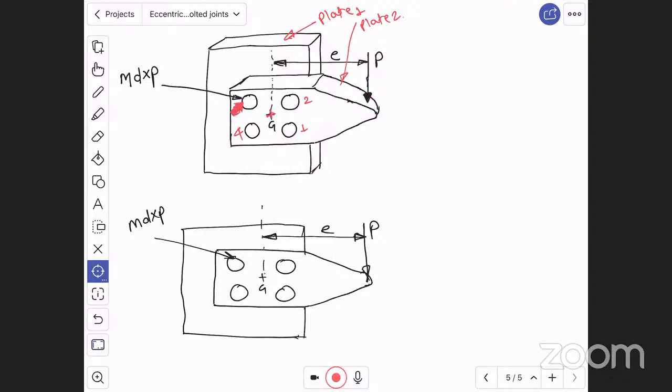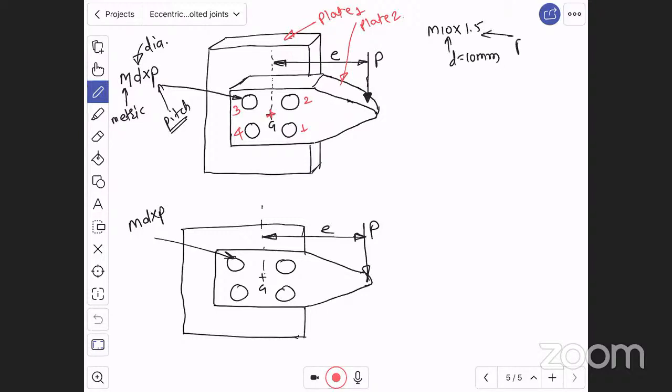Now, the bolts are represented as M D into P. M means metric thread, D means diameter of bolt, and P is the pitch of bolt. These terms we have explained in theory lectures, right? Generally this is how a bolt is represented. Let us say M 10 by 1.5 means the diameter of the bolt is 10 mm and the pitch of the bolt is 1.5 mm. This is how bolts are represented.